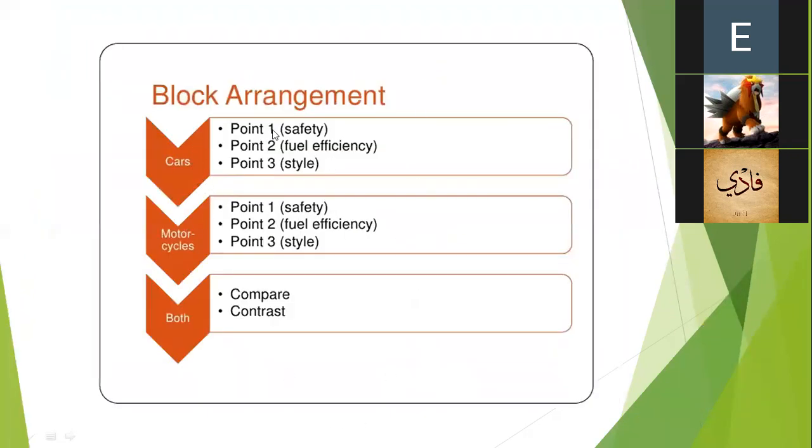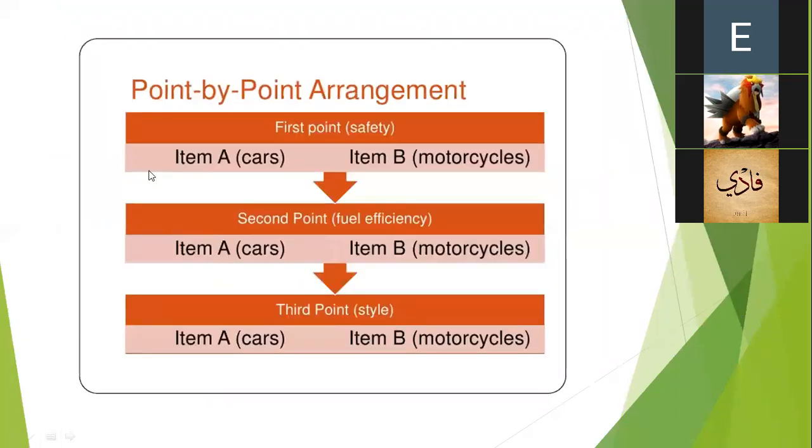See, block arrangement: cars, point 1, point 2, point 3, bikes, point 1, point 2, point 3, and both, compare and contrast. Okay. Now, point by point. First point is in this method, you go point by point, like you take the first point first and then take both the subjects and evaluate both the subjects on that point.